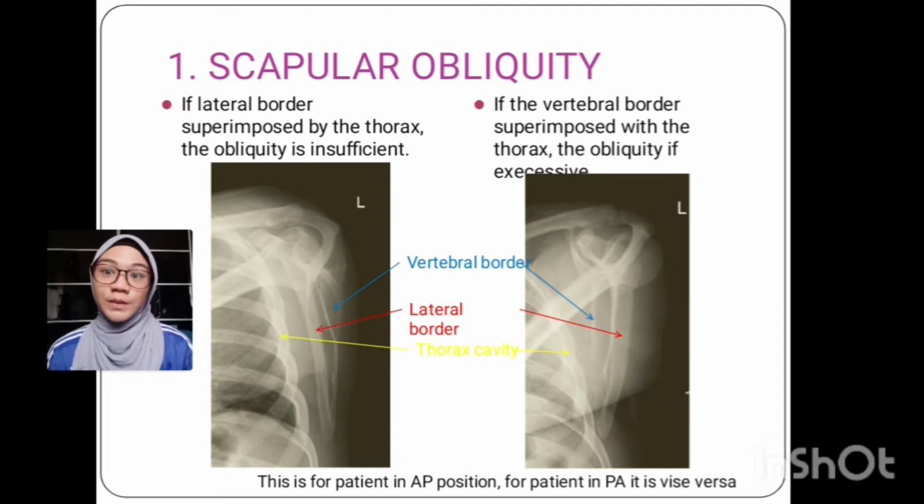If the vertebral border is superimposed with the thorax, the obliquity is excessive. As you can see here, one bony cortical outline, which indicates it is the vertebral border. Take note, this is for patient in AP position. For patient in PA it is vice versa. For example, if the lateral border is superimposed by the thorax, the obliquity is excessive for a PA patient.